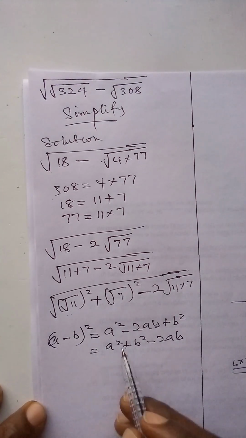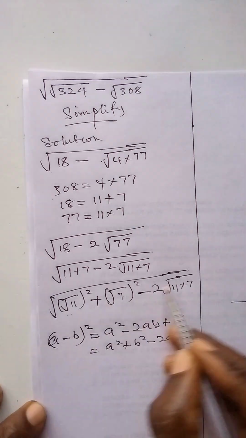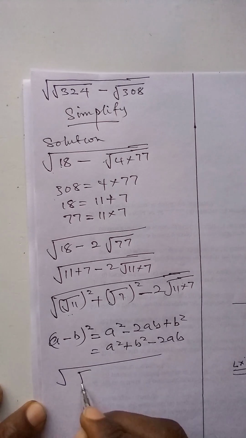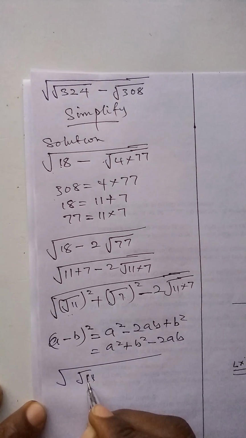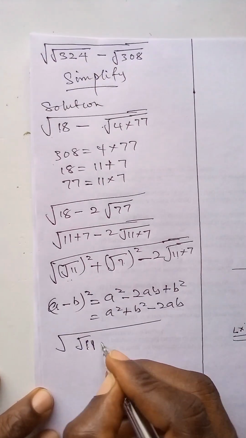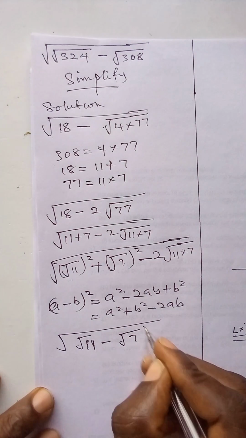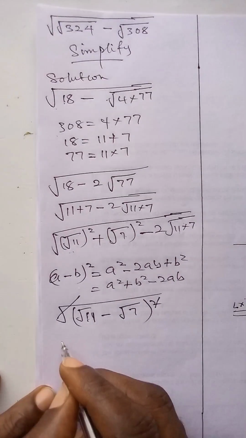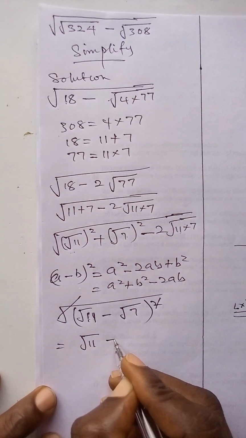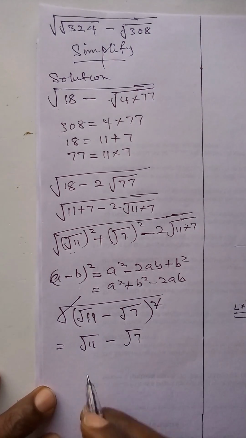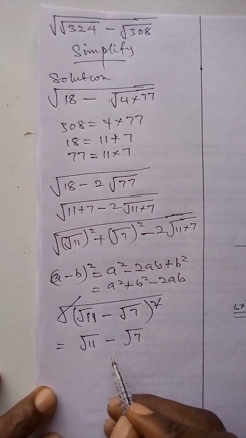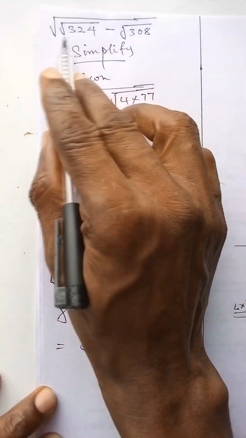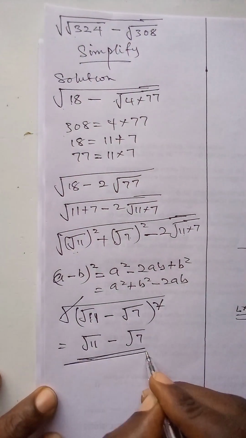Now let us write this one in this form. Since this now can simplify into this, it becomes the square root of 11 minus the square root of 7 all squared. This square root will cancel this square. So what I have is the square root of 11 minus the square root of 7. If I subtract the square root of 7 from the square root of 11, I will have this. So this is the answer.